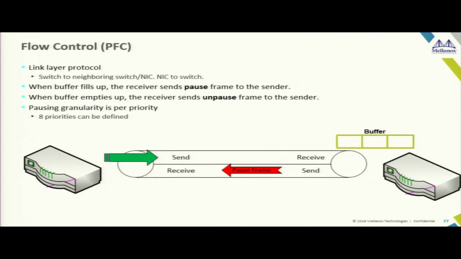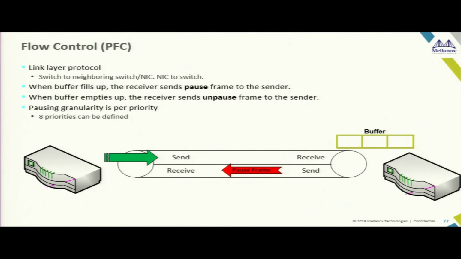That means now you don't do a global pause, you do a flow control mechanism. It's a link layer protocol, from a switch to a neighboring switch or from a NIC to a switch. When there is congestion, the buffer is going to fill up. Then the receiver sends a pause frame to the sender. And when the buffer empties, the receiver sends an unpause frame to the sender.